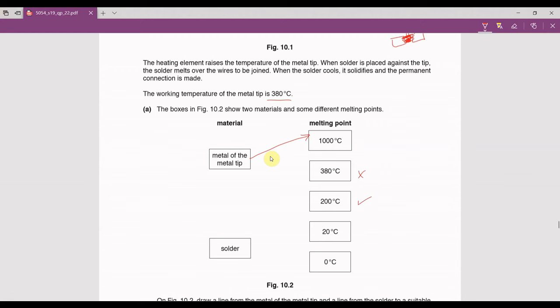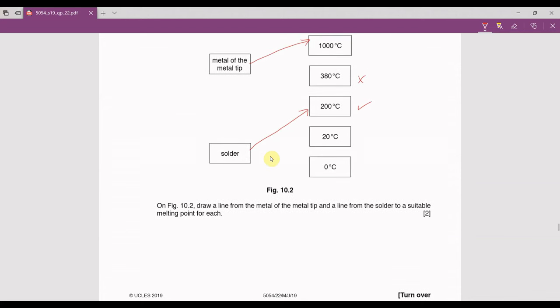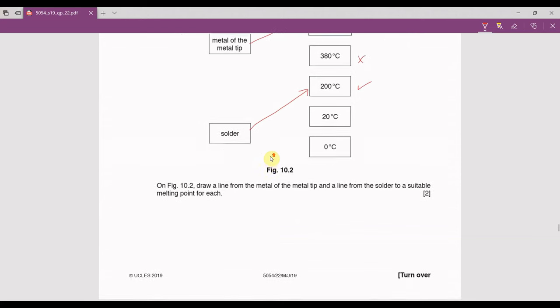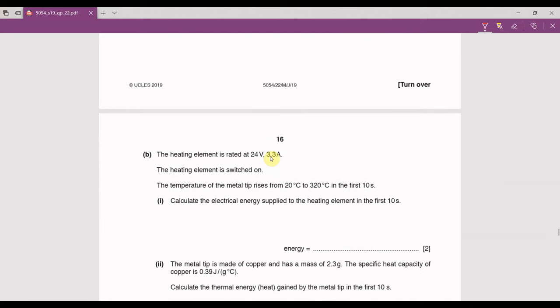So 200 degrees should be the melting temperature for the solder, so that with the metal tip it is melted, but as it melts and drops onto the metal wires, it reaches room temperature and then quickly solidifies again. So 200 degrees is the right answer. The others do not make sense, because 20 degrees Celsius is around room temperature. The solder is just going to be a liquid at room temperature, and that's what we don't want. We want it to be a solid.